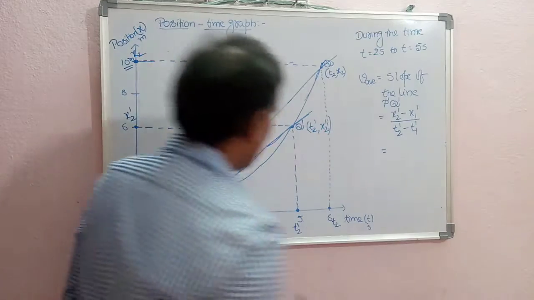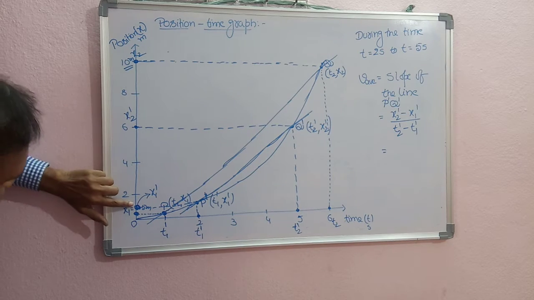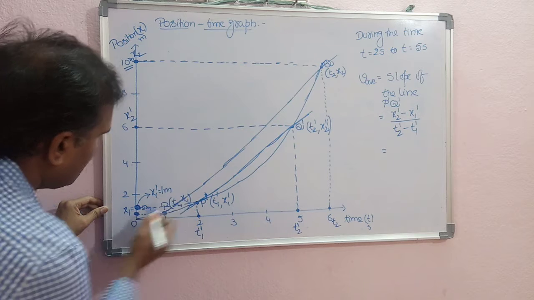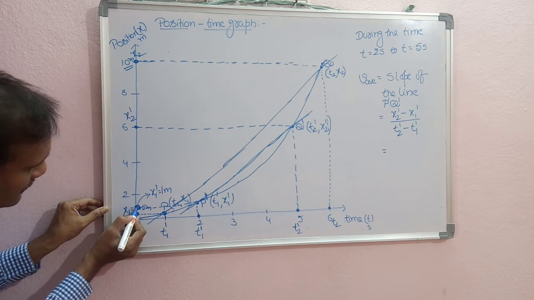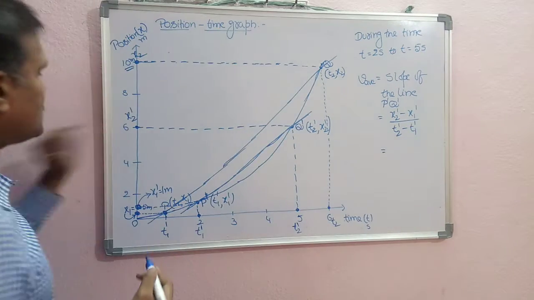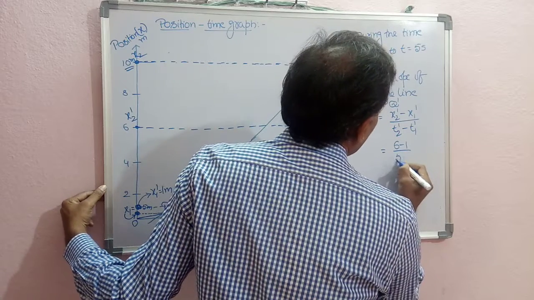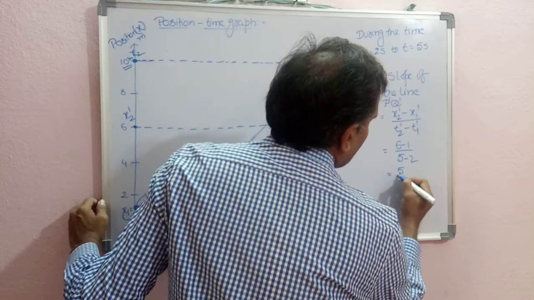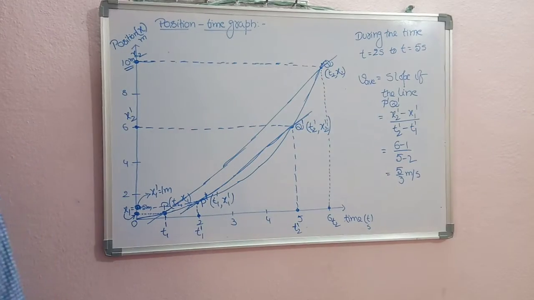Now, here x2 dash minus x1 dash, 6 minus 1, you can assume x1 dash is equal to 1 meter. x1 is equal to 0.5 meter. This is x1 and it is x1 dash. Okay, x2 dash is how much? 6. 6 minus 1 divided by 5 minus 2, t2 dash minus t1 dash. That is 5 divided by 3 meter per second.